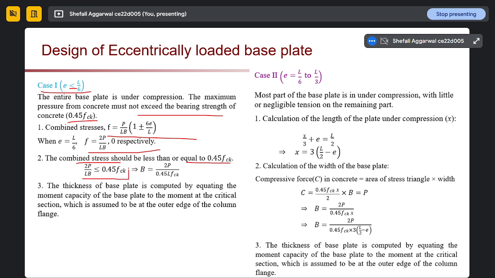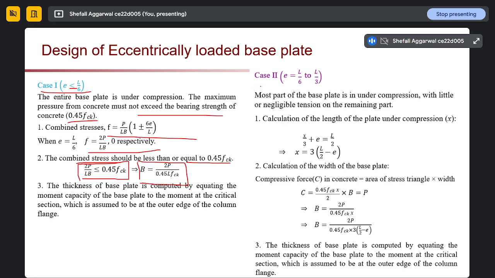So using that equation, we can get the width B of our base plate as 2P upon 0.45 FCK into L. After calculating B, the thickness of the plate is computed by equating the moment capacity of the base plate to the moment at the critical section, which is assumed to be at the outer edge of the column flange.